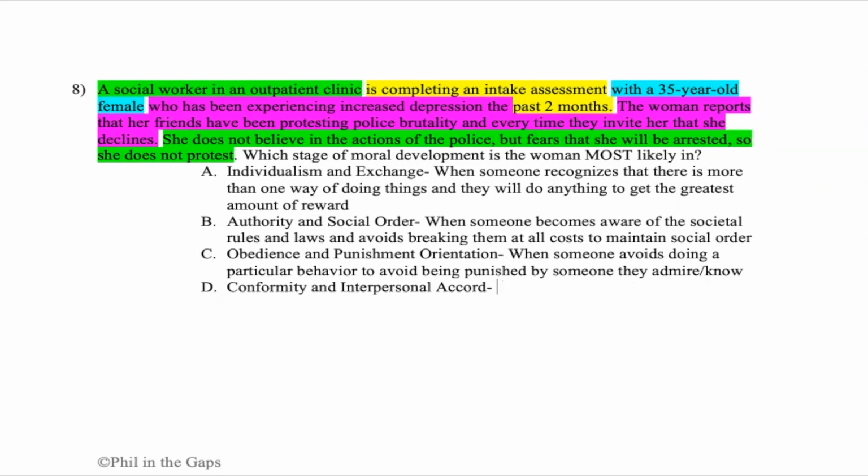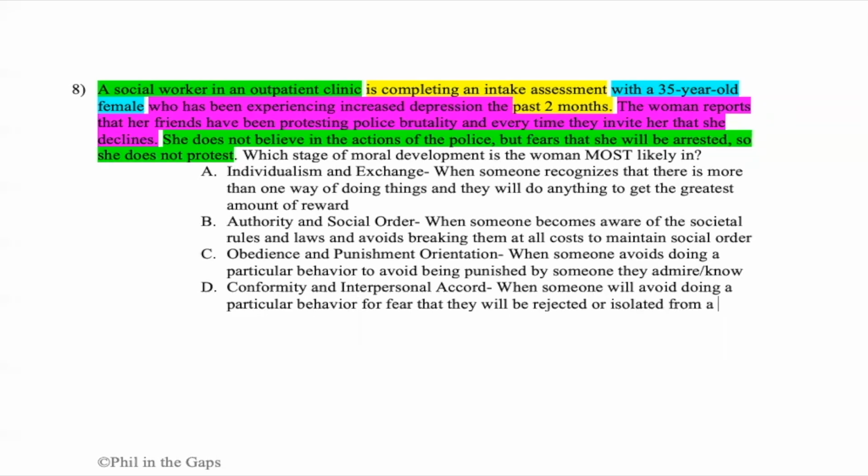D, conformity and interpersonal accord, is when someone will avoid doing a particular behavior for fear that they will be rejected or isolated from a particular group. The key emphasis here is it's not just anybody, but a particular group of people they deem important. So that is where they're conforming to whatever they particularly need.